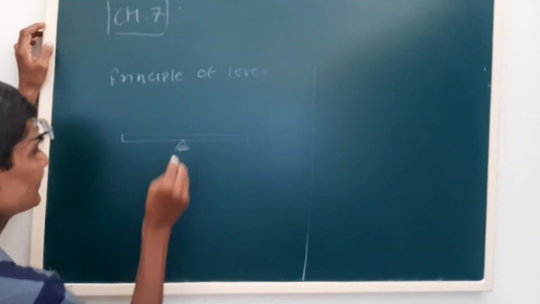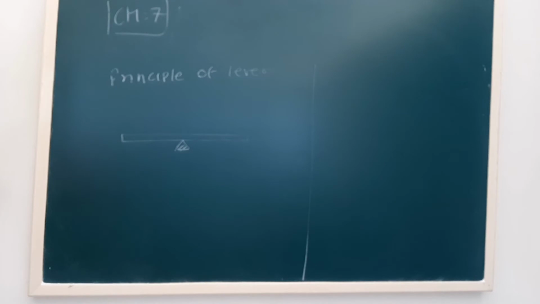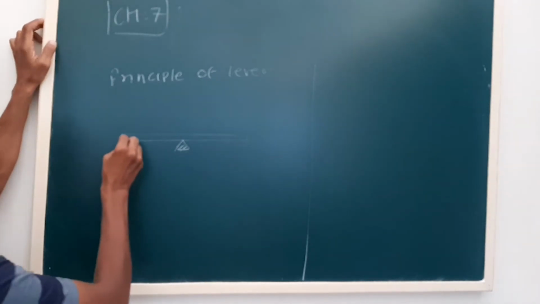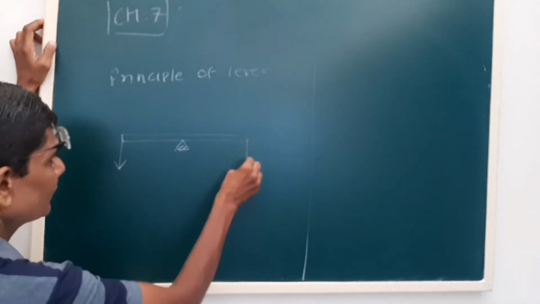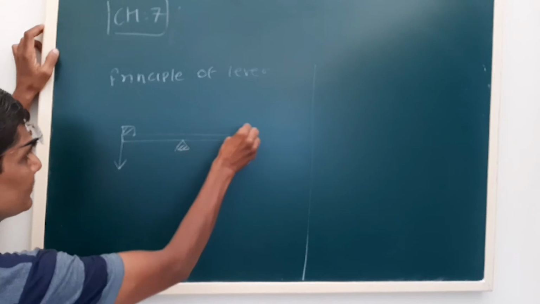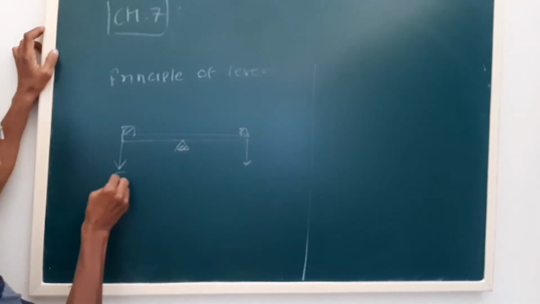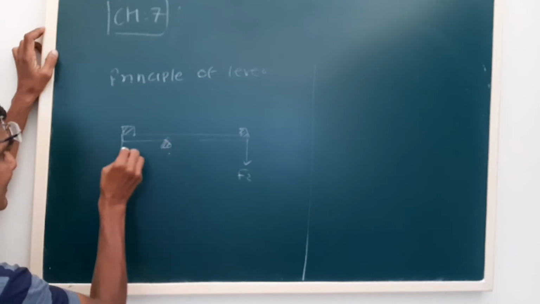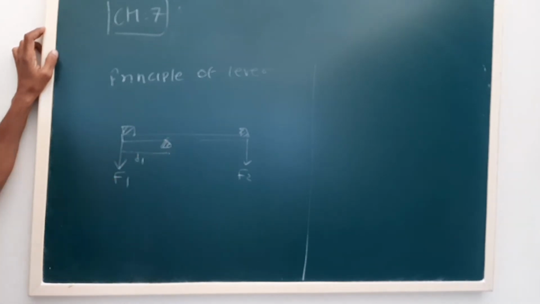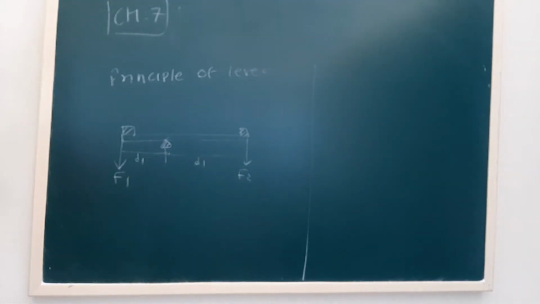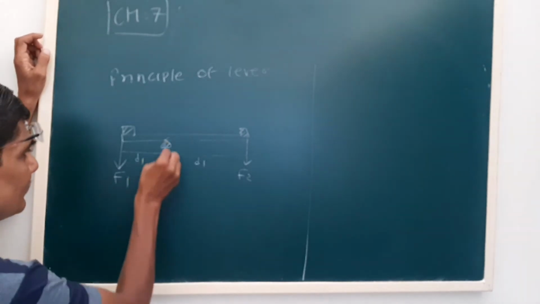Now see here, a lever is like this. See the fulcrum. See what happens, the two forces F1 and F2. Now see, suppose I place two objects like this. So these will exert forces F1 and F2. Let us say the first arm is called the force arm and the second is called the effort arm. Let us say D1 and D2 are the distances from the fulcrum. This is the fulcrum.